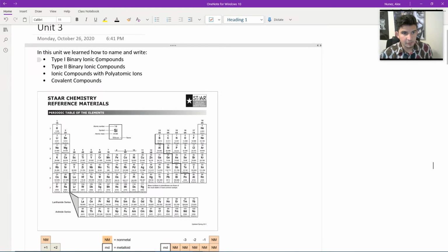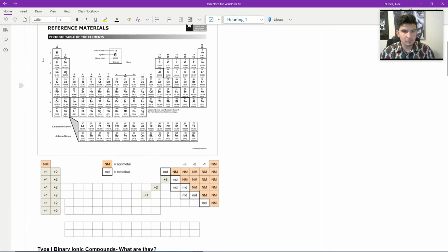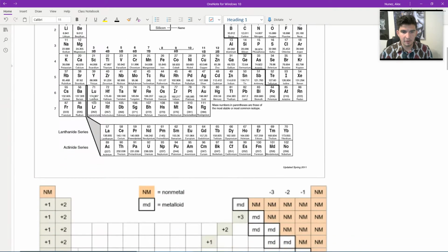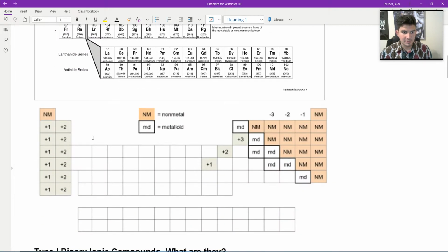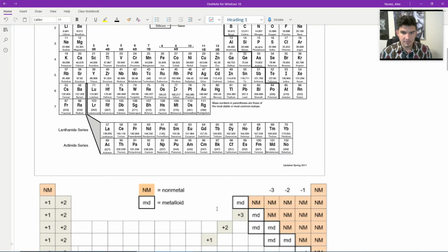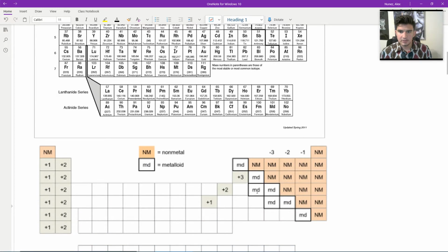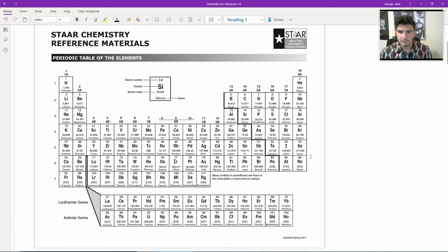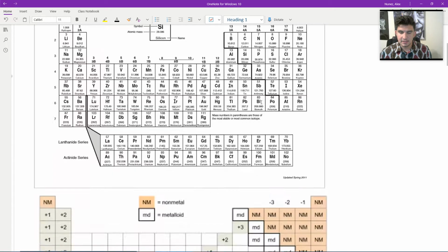In this unit, we learned four big things: how to name and write type 1 binary ionic compounds, type 2 binary ionic compounds, compounds with polyatomic ions, and covalent compounds. The most important resources that you're going to need are, of course, your reference sheet, but also this graphic that we received during Unit 3, which shows us the relative charges of groups 1 and 2, the charges of aluminum, zinc, and silver, as well as the charges of nonmetals in groups 16, 17, and 15.